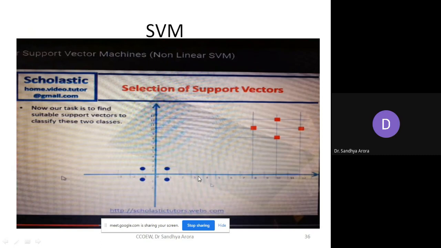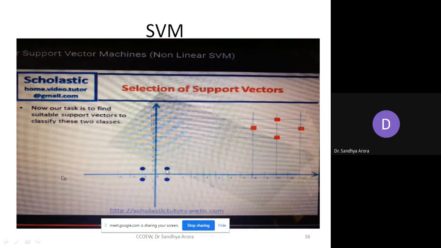You can see this shaded portion. Now this is your plane equation. The plane equation you need to find out. This is your plane which will separate your data items. So you need to find the equation of this plane.